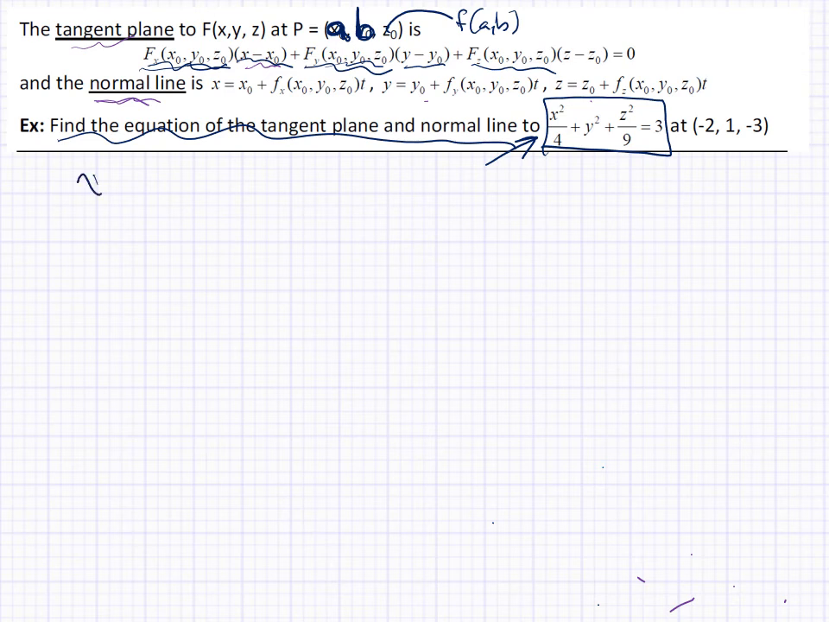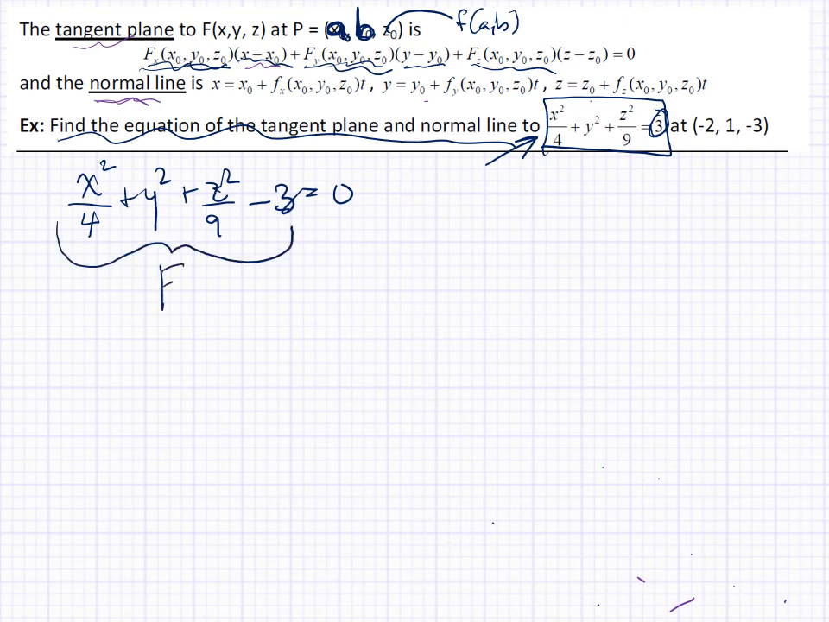So what I'm going to do is first put it into proper implicit form, which is to set it equal to 0. So I got to move the 3 over. Now the fact that it's a constant doesn't really make that big of a difference, because when I do my derivatives it's going to be 0 anyway. But if this had variables in it, it would definitely make a difference to move it to the other side. So now we're going to call this capital F. That's capital F of x, y, z, and it's equal to 0.